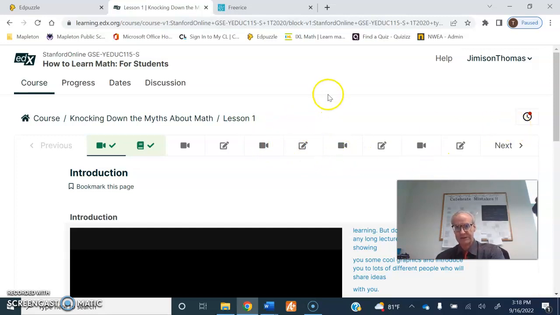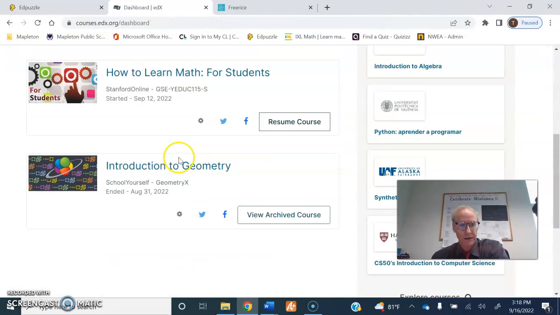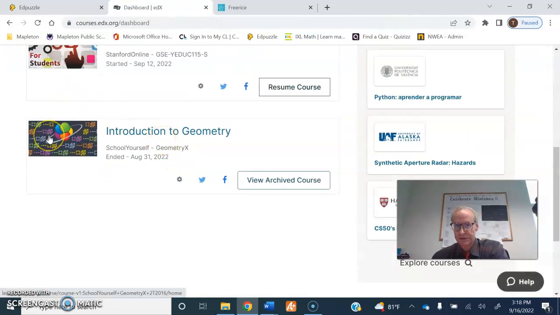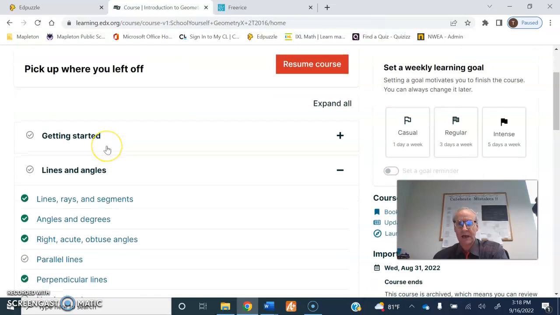This is the course about how to learn math, and it is required for the class, and it's going to be a grade this marking period. However, the other course that your child is going to take is right here, which is Introduction to Geometry. When they take this class, what they're going to find is an interactive, wonderful set of instructions on how to do geometry.